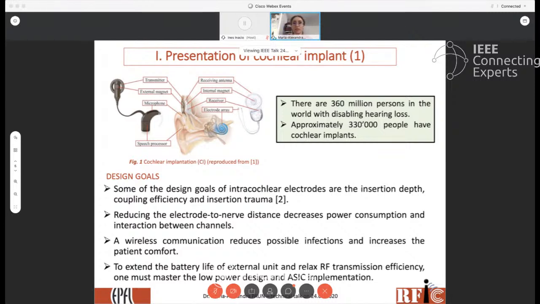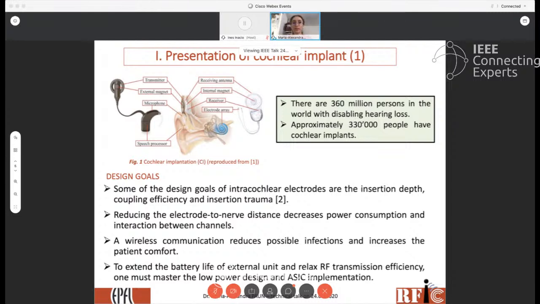It is worth noting that some of the design goals of this type of implantation are the insertion depth. We don't want to make it too deep or too shallow. We just want to insert it at the right depth. We want to have the coupling as efficient as possible. And obviously, we want to reduce the insertion trauma, because this type of operation consists of drilling a hole in your mastoid bone in order to attach the antennas and in order to have the patient equipped with the cochlear implant.